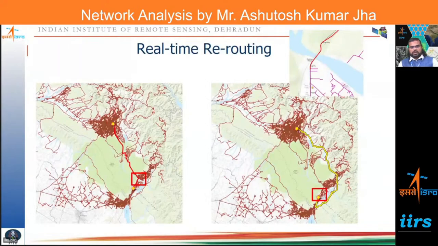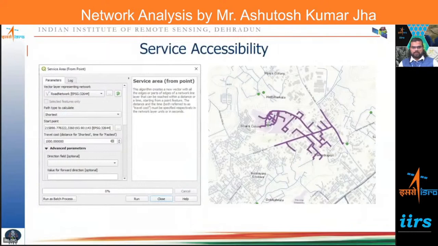Sometimes we also do a kind of real-time rerouting. You may have a path available, but as the situation changes, or you move, or some kind of traffic is there, that rerouting is possible and can be carried out using applications like pgRouting and so on, and solutions in a QGIS environment.